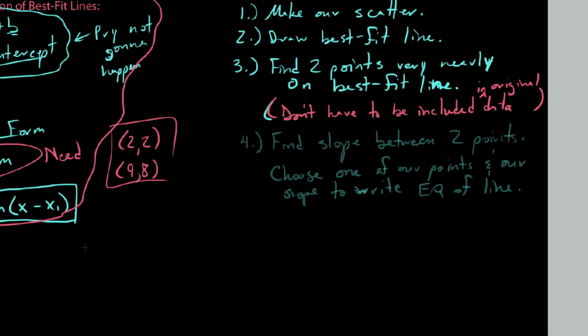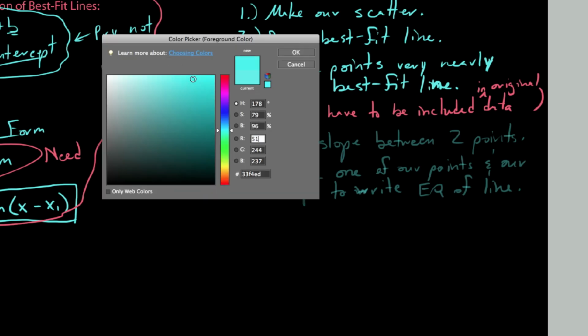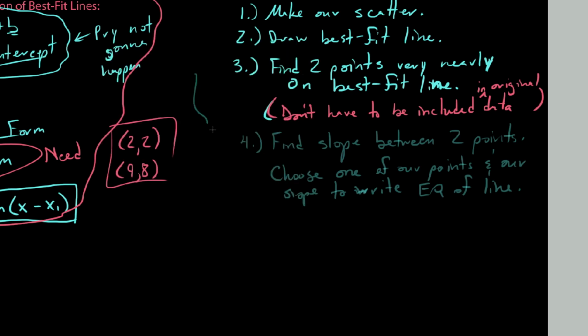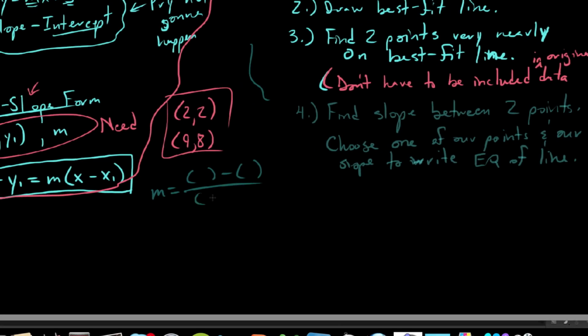So let me see if I can fix the opacity of this here. No, it doesn't want to work with me. Anyways, so we've got our 2 points. Let's go ahead and find the slope of the line between these 2 points. So, change in y over change in x, our slope formula. So we say, okay, 8 minus 2, and 9 minus 2 on bottom. So the slope of our line is very roughly 6 over 7. So about almost 1, so 6/7. So we have our slope.